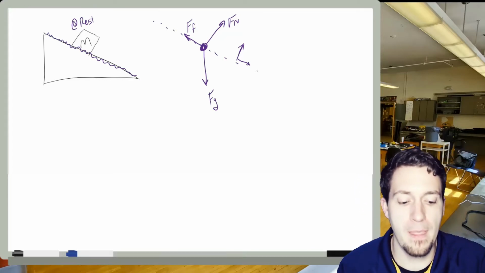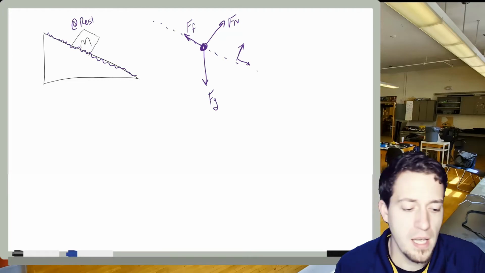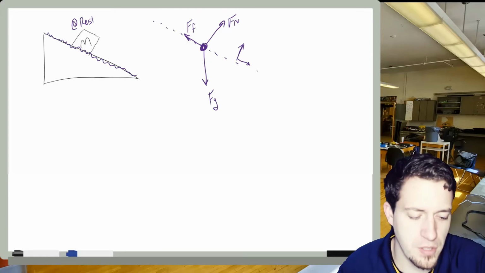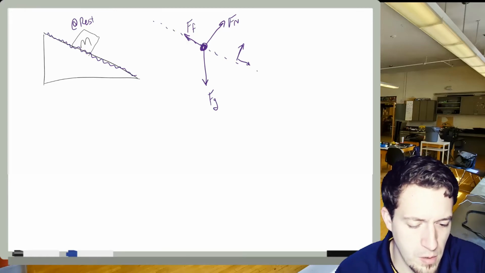And what that allowed us to do was not have to break Fn and Ff into components. I can actually just break Fg into components. Makes life a little bit easier. So to remind you in terms of drawing that, I'm going to draw that off to the side. Remember, we don't draw components on FBDs.